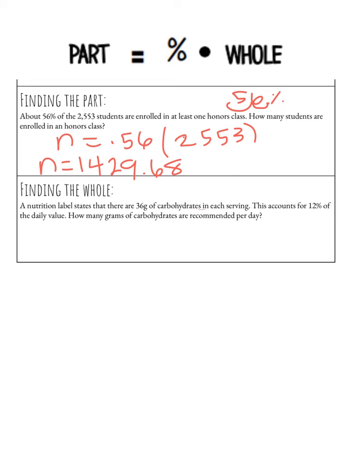1,429.68. Now, you can't have 0.68 of a student. You either have 1,429 or 1,430. So in this case, we would need to round. And because I have a 0.6 here, that's going to tell us to round up. Remember, 5 or more you round up, and 4 or less stays the same. So our final answer will be 1,430 students.